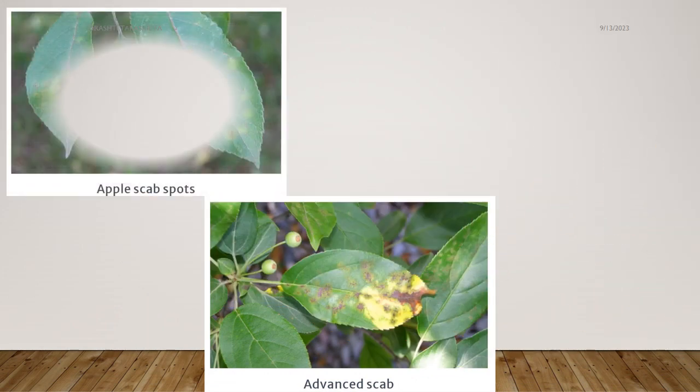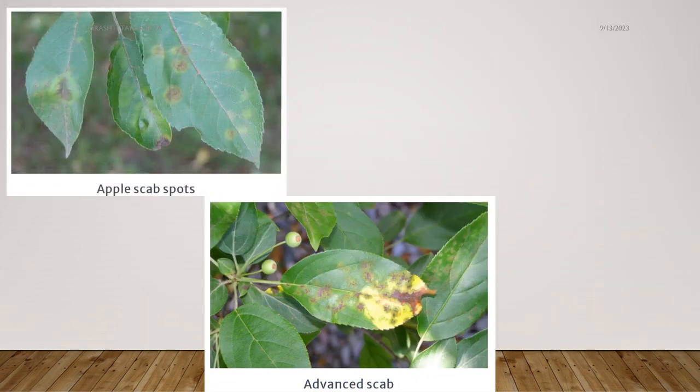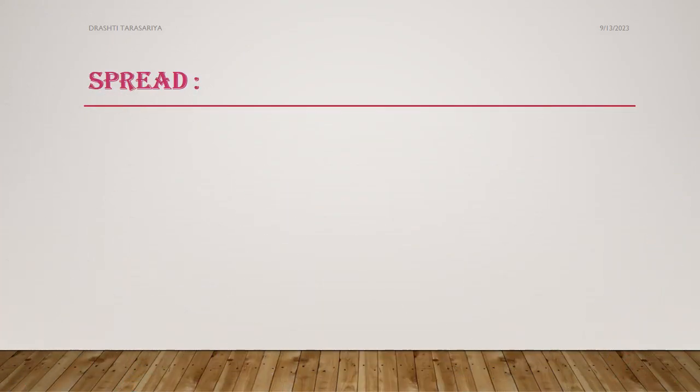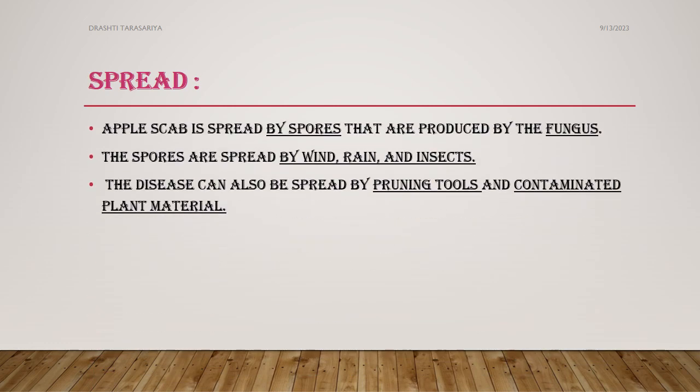So this is the apple scab spot, first one. Second is corky spot on fruit. And the last one is advanced scab. Spread. Apple scab is spread by spores that are produced by the fungus. The spores are spread by wind, rain and insects. The disease can also be spread by pruning tools and contaminated plant material.